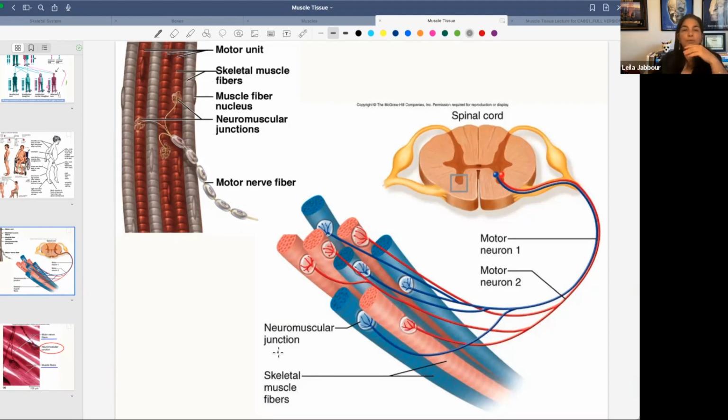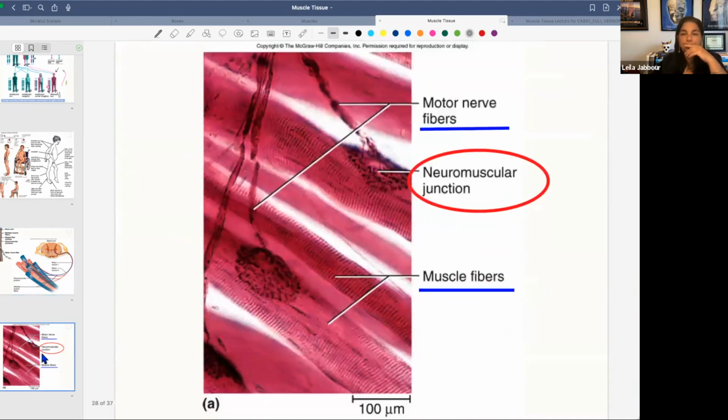It just helps with the process of stimulating the muscle. In the microscope, you literally see the synaptic knob at the end of the axon. So this is the motor nerve fiber.